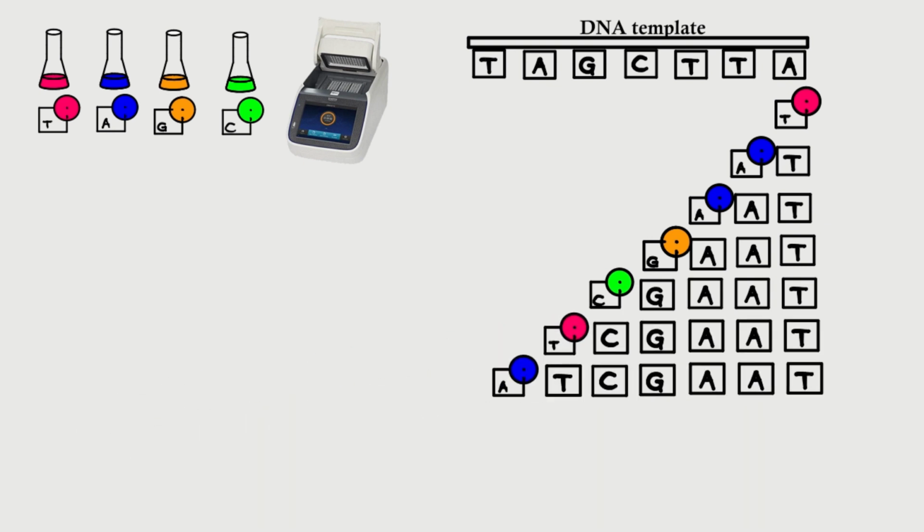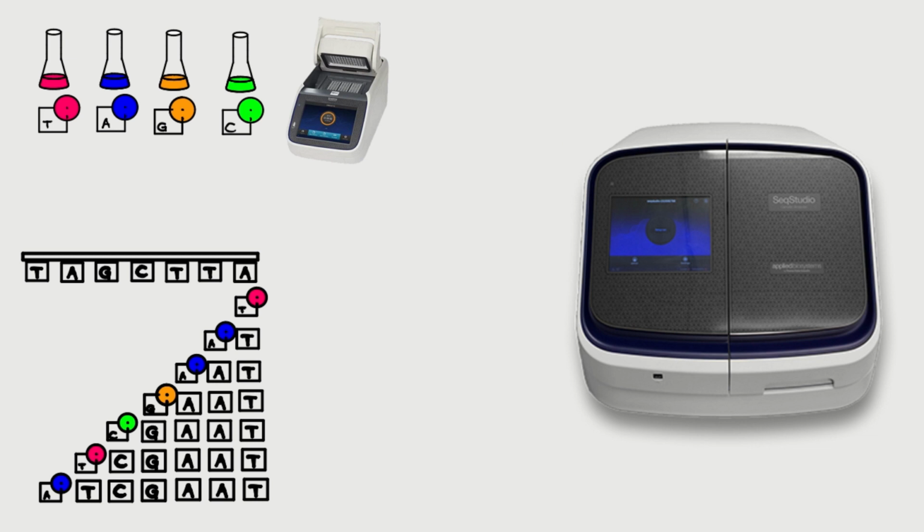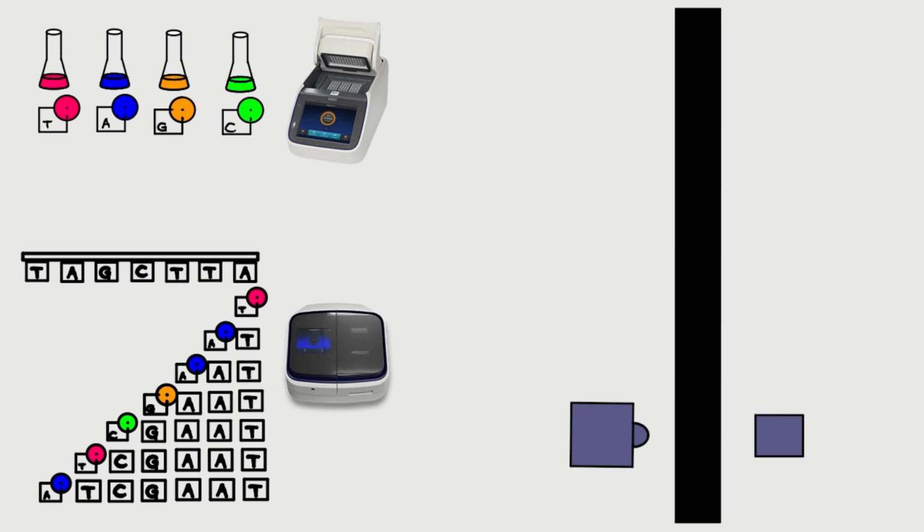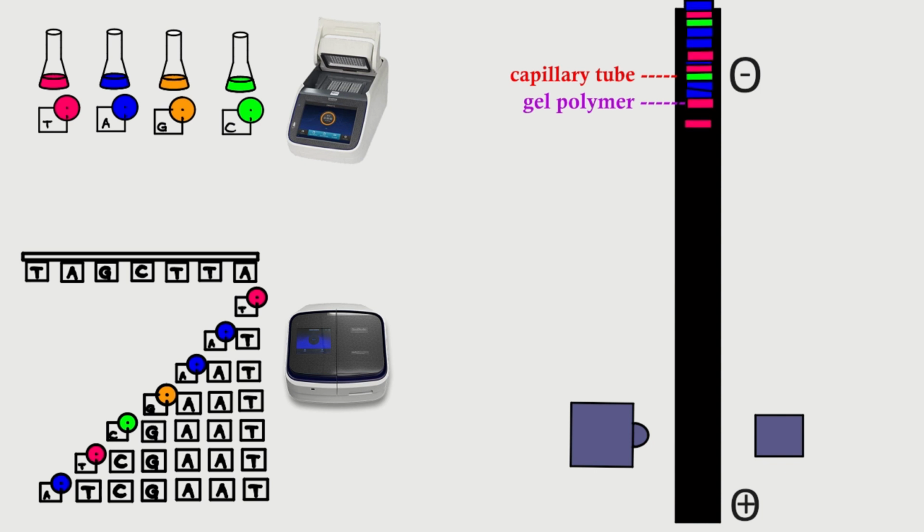These fragments are then separated by capillary electrophoresis. The extension products are injected by an electrical field or current into a capillary tube filled with a gel polymer. The extension products move from the negatively charged end to the positively charged end, and the speed at which they move is inversely proportional to their molecular weight. This process separates the extension products by size at a resolution of 1 base.